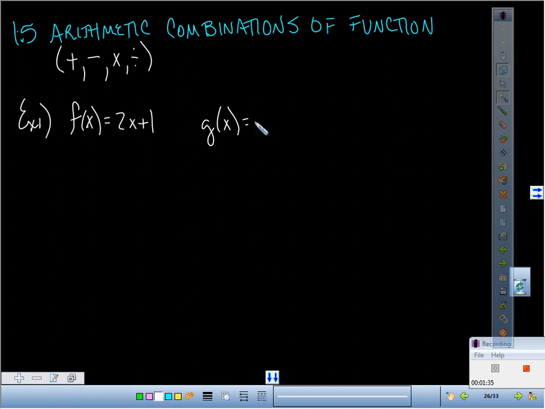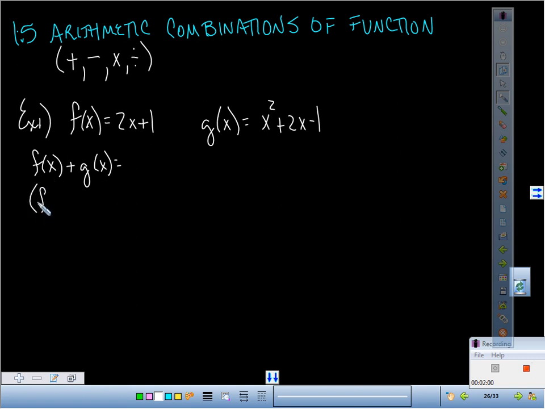So, f of x is equal to 2x plus 1. G of x is equal to x squared plus 2x minus 1. Alright, so let's add first. All they want you to do is find f of x plus g of x. Now, I will tell you this. There is a different way that I can write it. It's still the same thing, but it looks a little different. Don't let it mess you up.